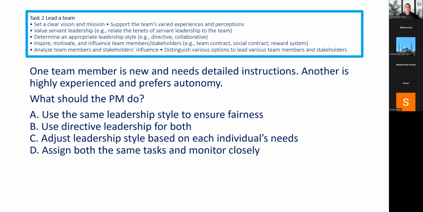Next, one team member is new and needs detailed instructions. Doable, right? It happens all the time. While another is highly experienced and prefers autonomy. New students, yesterday we discussed the structure of PMO, and old students, can you tell me how these things can be achieved with which type of PMO? What do we call that type of PMO where we have a proper culture of sharing knowledge, coaching the people, and motivating the team members? What do we call that thing?